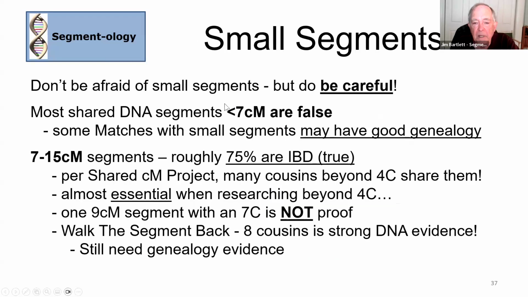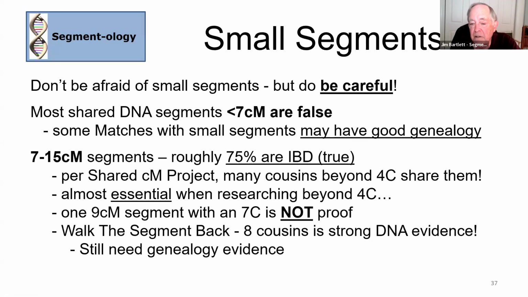So I just put in a plug here for small segments. I have a contest going on with most of the other genetic genealogists. Don't be afraid of small segments, but be careful with them, okay? Most shared segments below 7 centimorgans are false. I don't recommend anybody going below that unless you're really experienced on how to do it. Some matches with small segments may have good genealogies. A lot of your true cousins will not share DNA with you.